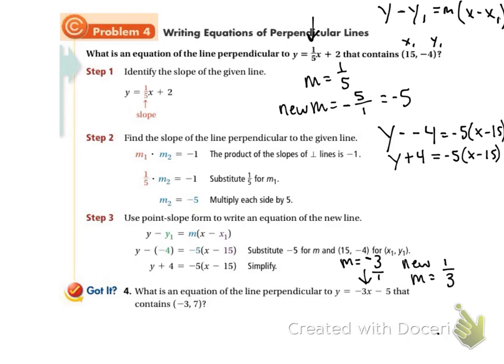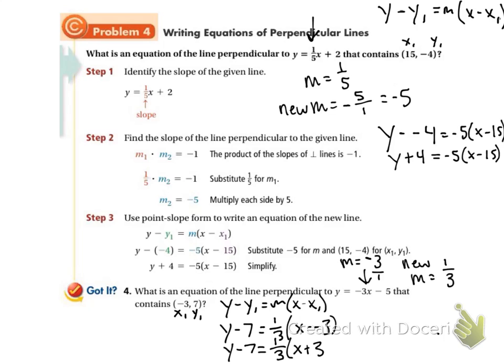So here's my point, x1, y1. Again, here's my general form. Y minus 7 equals 1/3 times x minus a negative 3, which if I make it look nicer and change it to a plus sign, there we go.